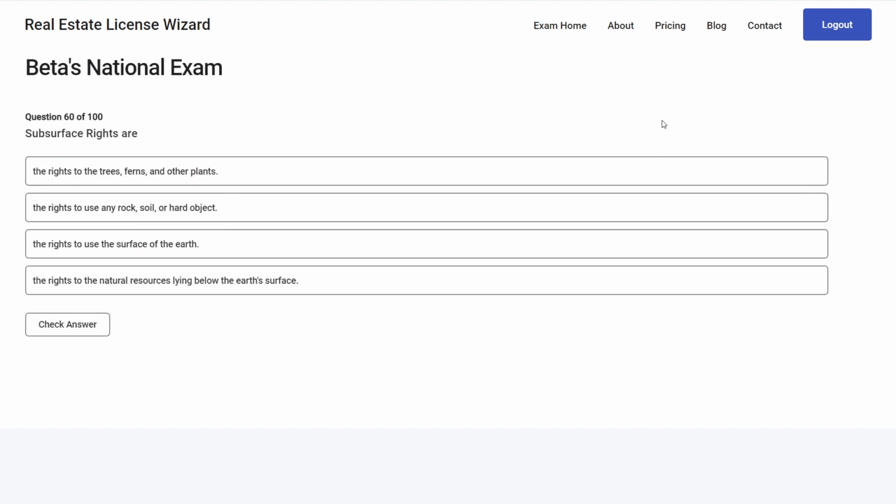Subsurface rights are the rights to the trees, ferns, and other plants, the rights to use any rock, soil, or hard object, the rights to use the surface of the earth, or the rights to the natural resources lying below the earth's surface. All right, so think that one over, come up with a good answer.